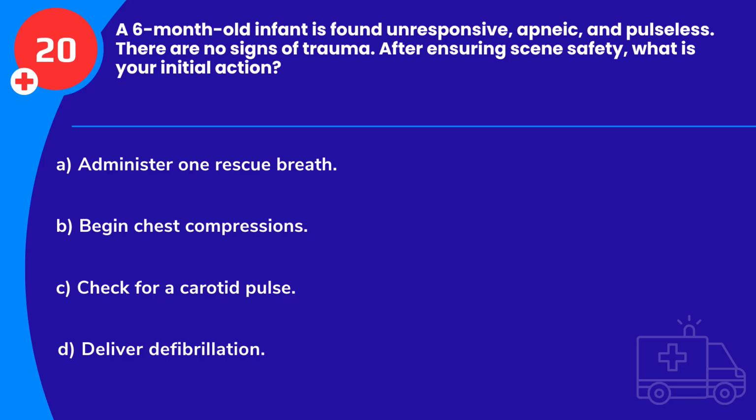Question 20. A 6-month-old infant is found unresponsive, apneic, and pulseless. There are no signs of trauma. After ensuring scene safety, what is your initial action? A. Administer 1 rescue breath. B. Begin chest compressions. C. Check for a carotid pulse. D. Deliver defibrillation.